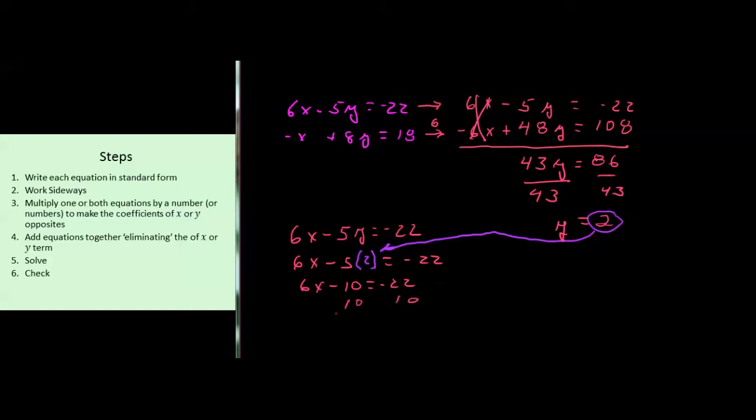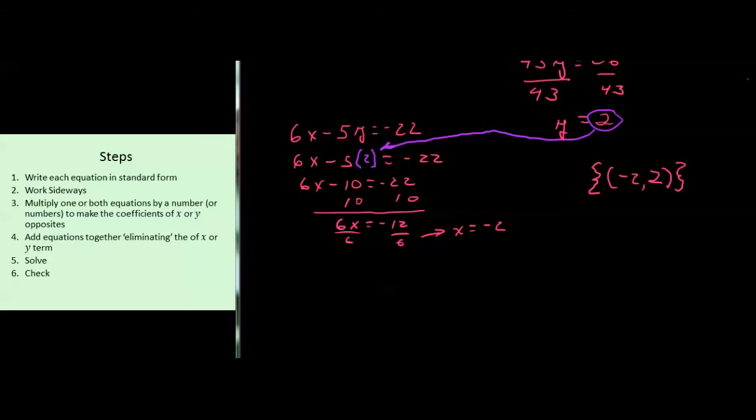Add 10. 6x equals negative 12. Divide by 6, divide by 6. And x is equal to negative 2. So my answer is the ordered pair, negative 2, positive 2. That's all there is to it. It's really no more complicated than that. All right? Now, I'm going to do another example that requires us to multiply both equations, but you'll find it's just as easy.